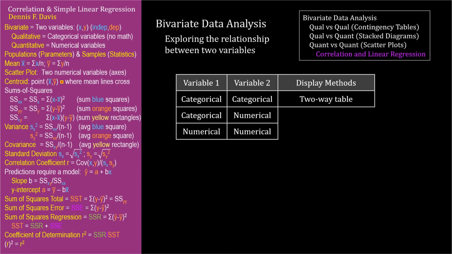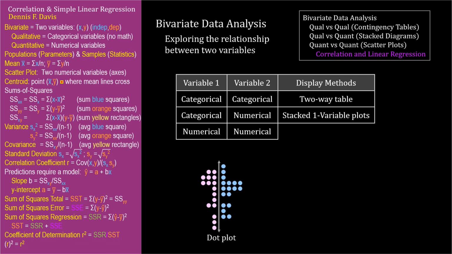The next combination of variable types is one categorical and one numerical. To display this relationship, we use stacked one-variable plots. For example, if we had just one numeric variable, we could use a dot plot like this. This plot should look familiar. I've been using dot plots to show exam scores and screen times. In this example, the vertical gray number line denotes the numeric axis. Now we can add a new categorical variable and stack it back to back next to the first, like this. This lets us compare and analyze numerical data from two different categories.